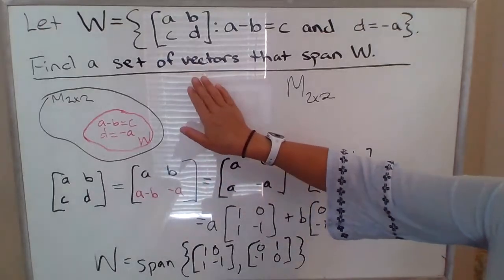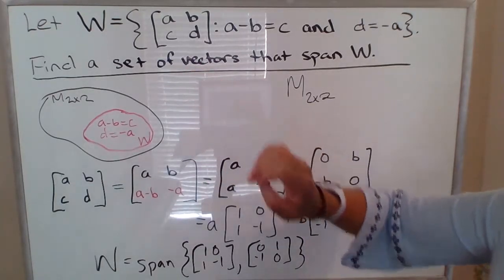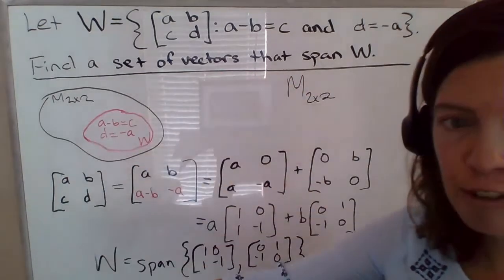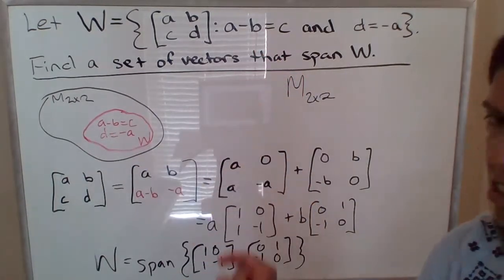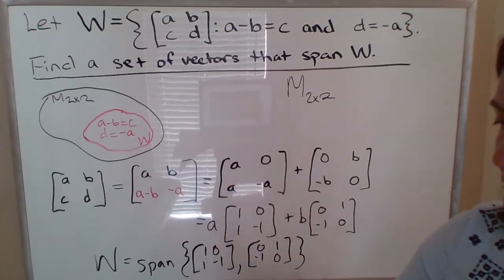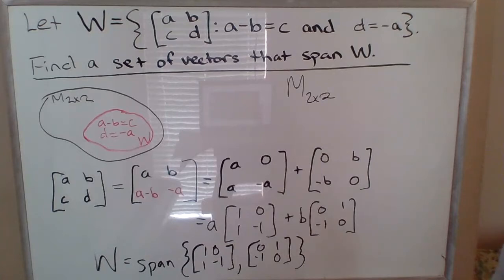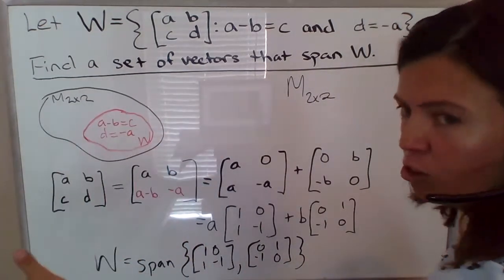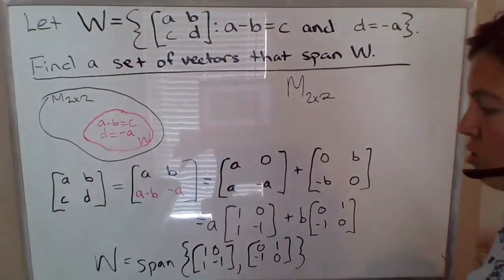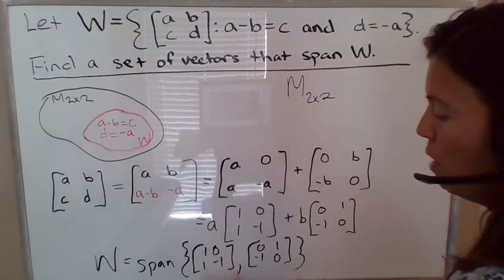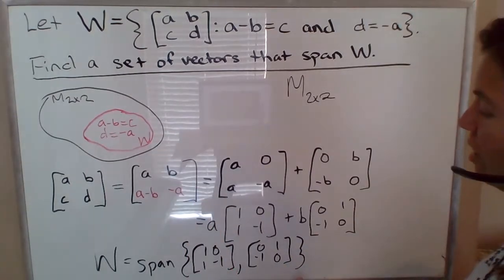Now, if you're hung up on the word vector, remember that in this section, the word vector refers to an element of a vector space. So it's not necessarily the column vector that you picture when you see that word. We're expanding it to mean something more general, which is elements of a vector space, which is a set that satisfies all those axioms. So vectors in this case are elements of M 2 by 2. And we have found our two vectors that span W.